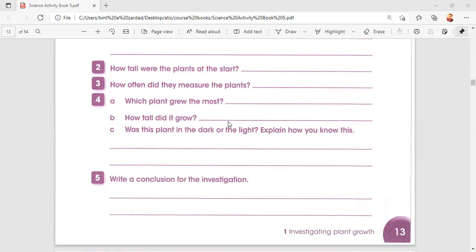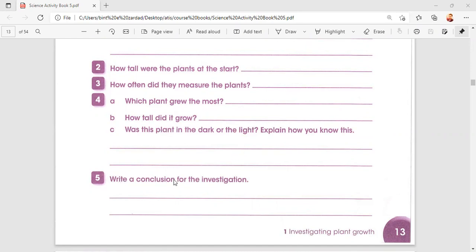Was this plant in the dark or in the light? Plant A needs light to grow. Plant A grew best, so it must have been in the light. If it is in a dark place, it cannot grow up, and it does not grow better. So it was in the light place, in the sunny place.